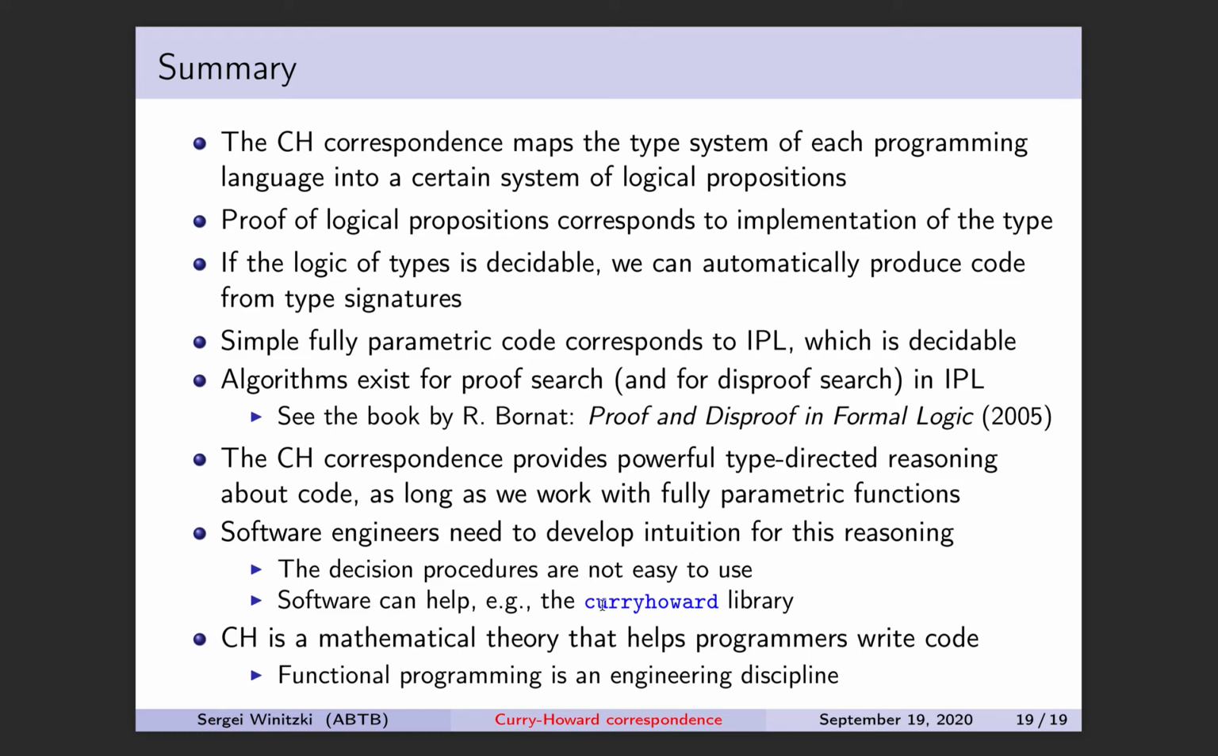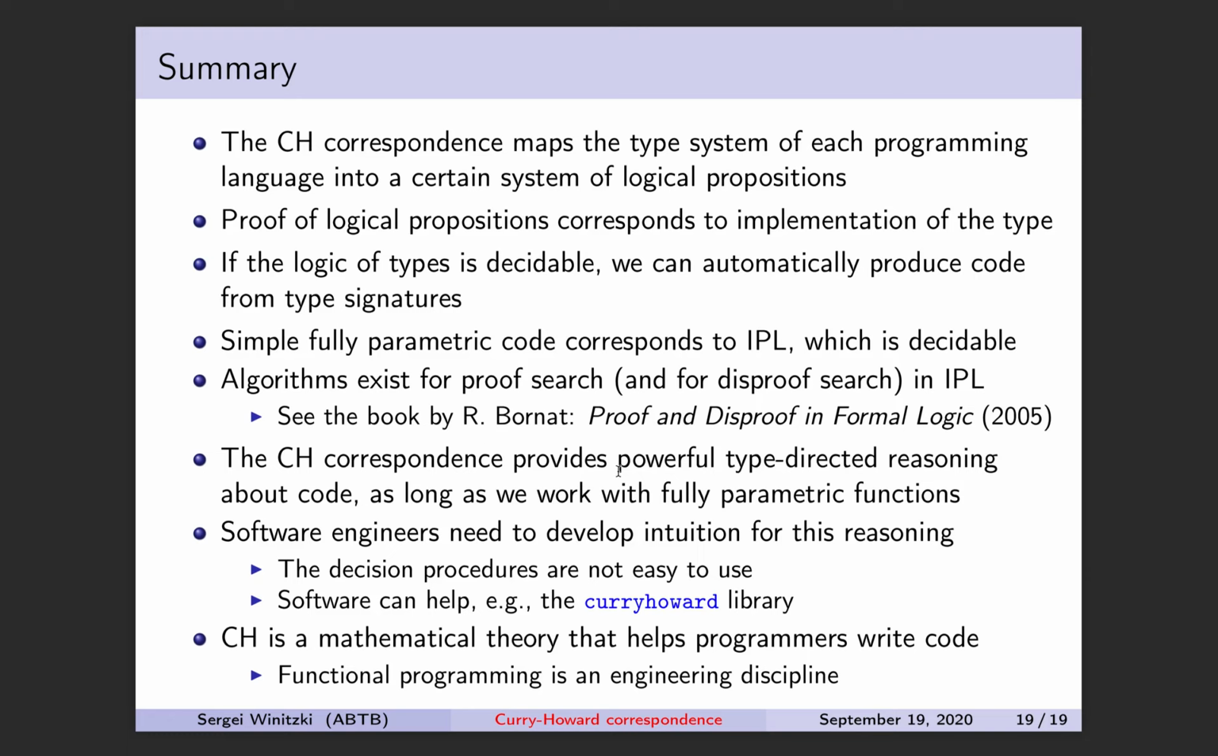For example, the Curry-Howard library and other libraries that implement this algorithm. Because the decision procedures are not very easy to use, especially when there is a disjunctive type, type-directed reasoning becomes harder. But software engineers can develop intuition so that they almost never need to actually run these tools. And if they run these tools, it will not be blind. It won't be a black box. Software engineers will understand how this tool works, when to use it, and how to trust or not trust the results.